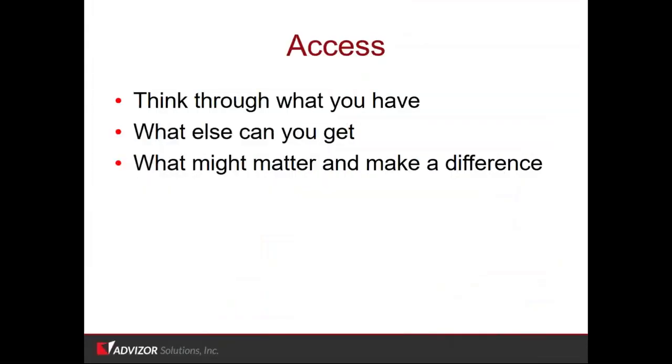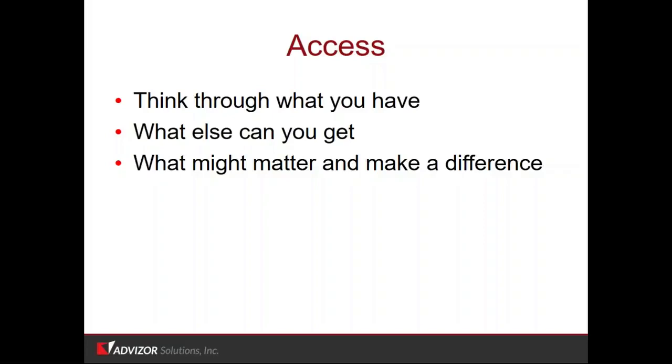So then accessing data. Think through what you have. What else can you get? What else might matter and make a difference? And that just runs through before on the questions. If you're not collecting event attendance systematically, that can be repaired. If you're sending out newsletters and not getting the click-throughs, the newsletter sender has the click-throughs, and they can be really useful at the entity level to look at engagement.